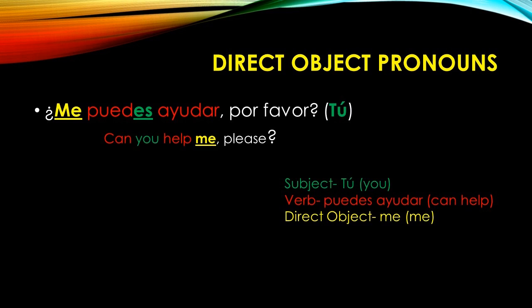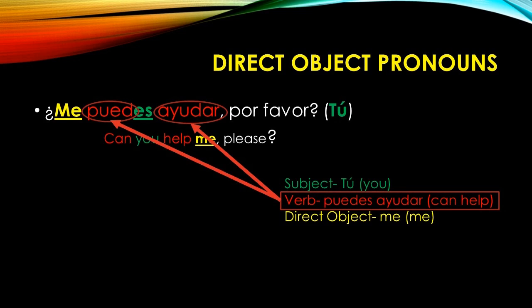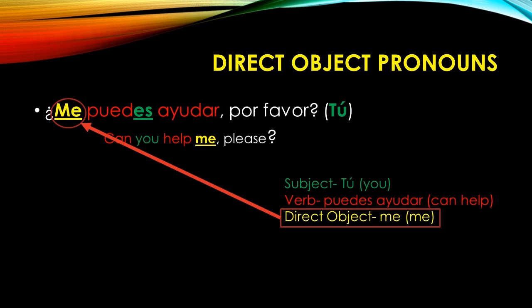Now, when you're asking and answering questions, it can be a little bit tricky. Okay, ¿me puedes ayudar, por favor? Puedes is in the tú form, so we know that the subject is tú. Okay, the two verbs are puedes and ayudar, and the direct object is me. Can you please help me?